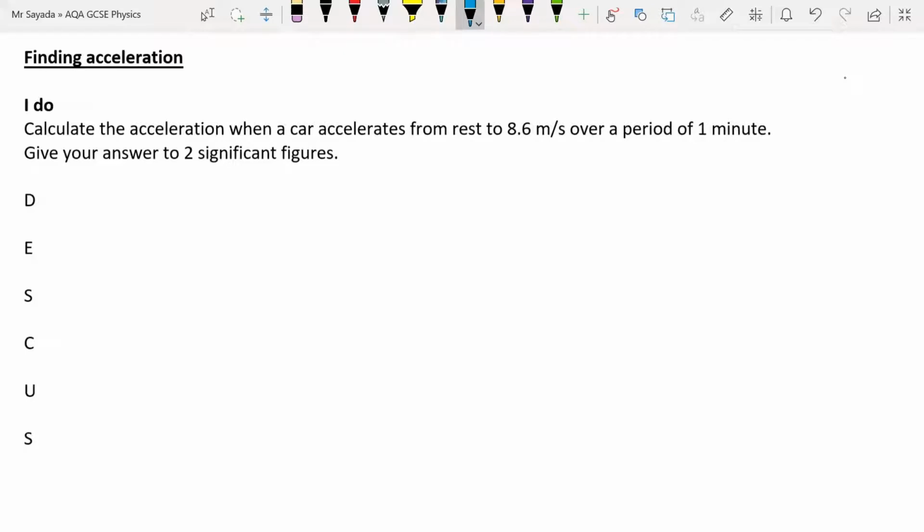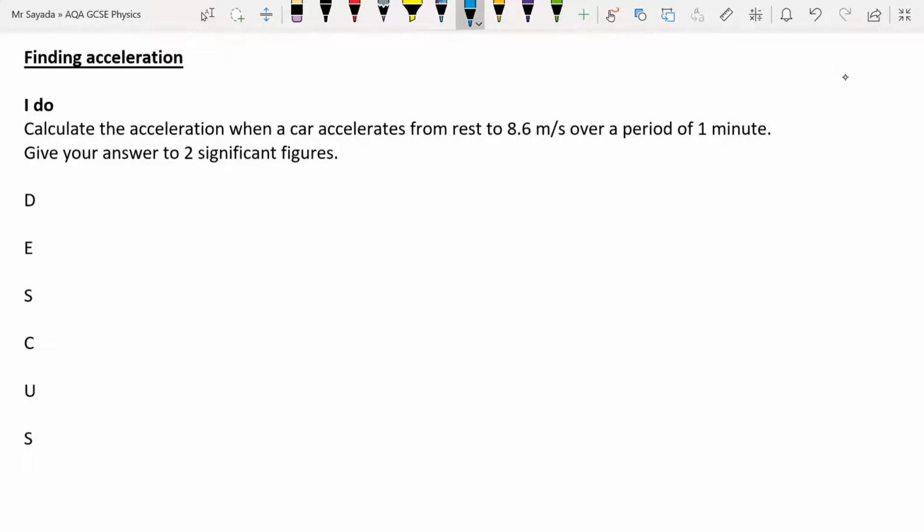Okay, so to do equation questions, we're going to use the method of DESCUS. Hopefully you've used it before. D means data, E means equation, S means substitution, C means calculation, U means units, and S means significant figures. If you want to go over that, rewind in the video, watch it again, and make a note in your exercise book of what each of those letters stands for. In the D section, data, we're going to write down what we know, and we're also going to change any units to the physics units if we have to.